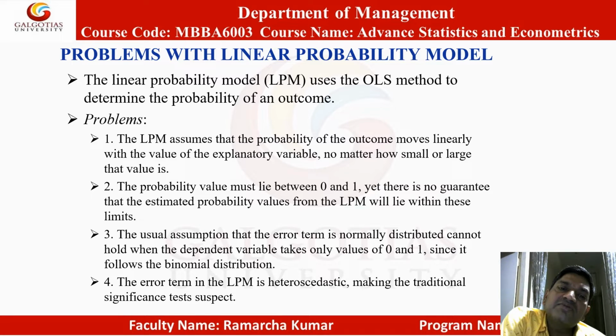The usual assumption that the error term is normally distributed cannot hold when the dependent variable takes only the values 0 and 1, since it follows the binomial distribution. The error term in the LPM is heteroscedastic, making the traditional significance tests suspect.